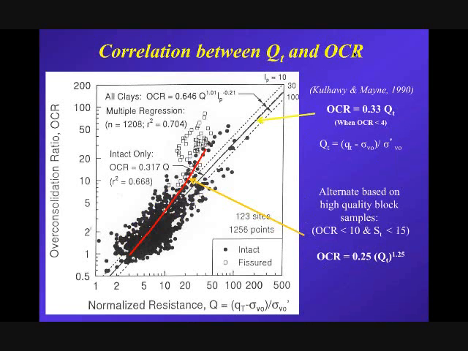And so Paul Mayne put together a lot of data. This is just an illustration of the OCR on the vertical axis with the normalized cone resistance on the horizontal, and you see a lot of data. And Paul has suggested a generalized average relationship that says the OCR is essentially just 0.33 of the normalized cone resistance. In other words, the normalized cone resistance divided by about 3 would give you an estimate of the OCR. Now, based on theory and high-quality block samples, the relationship is a little bit different. It's 0.25 times the normalized cone resistance to the power of about 1.25, and that's the red line. And you can see that for a relatively low OCR, there is almost no difference between the more correct version and the simplified version. But when you get into high OCRs, the more correct one gives a slightly better correlation.